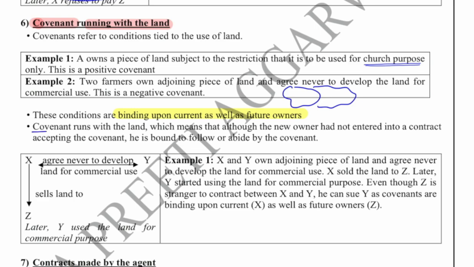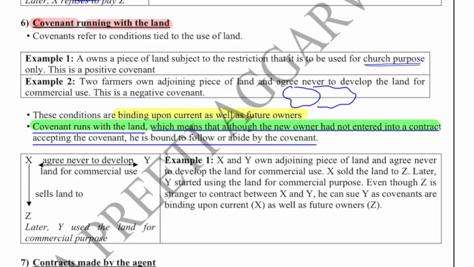So these covenants run with the land. It means that even though the new owner had not entered into a contract accepting the covenant, he is still bound to abide by the covenant. So these are my key points. I have to write this in the exam. So you need to learn this properly.